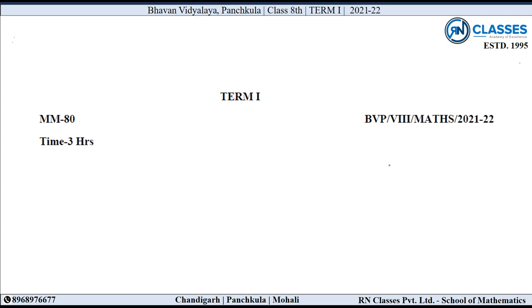An important information for you guys. If you go through the entire paper, you can see many of the questions are repeated from the previous year, from 2018, 2019, from Bhavan Vidyalaya itself. And other school exam papers which were conducted this year for half yearlies, a few of the questions are directly picked from there. So it is important for you so that you can practice those papers.